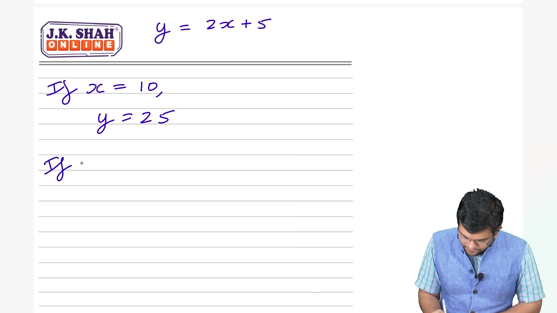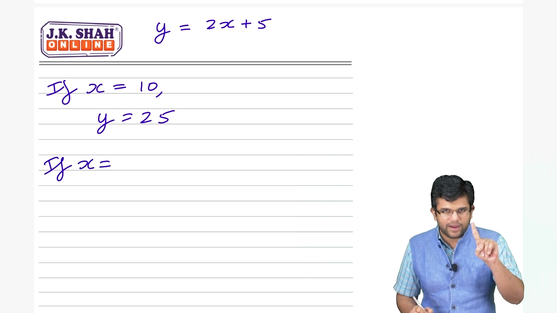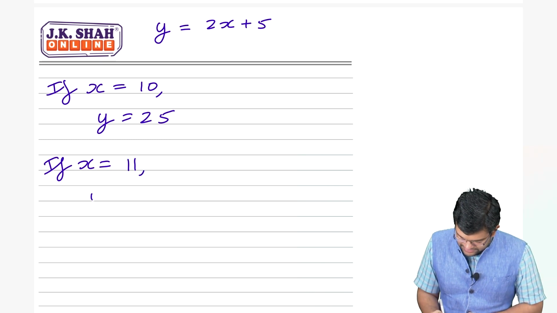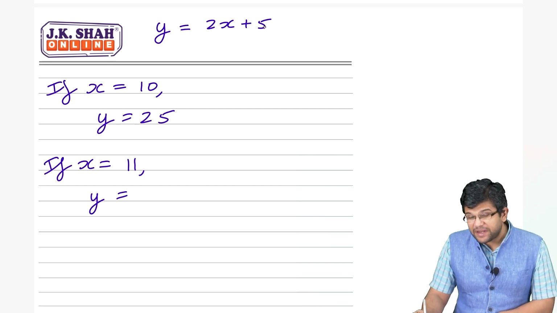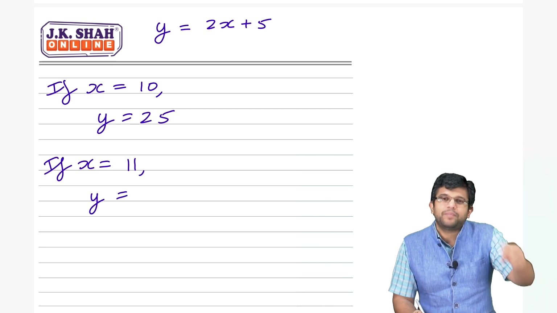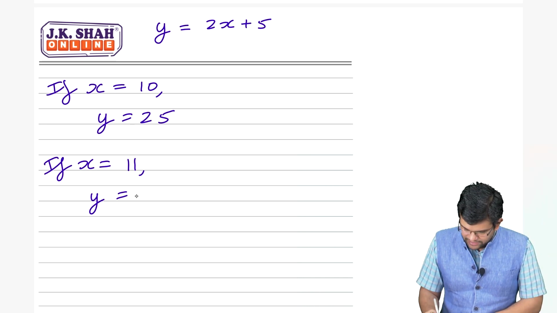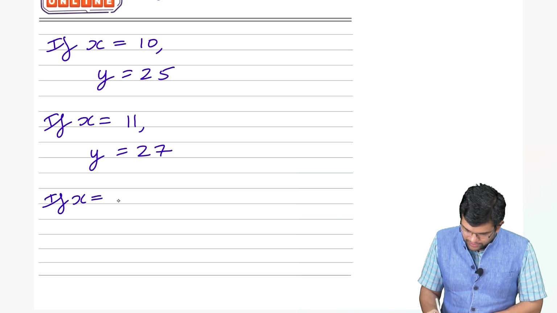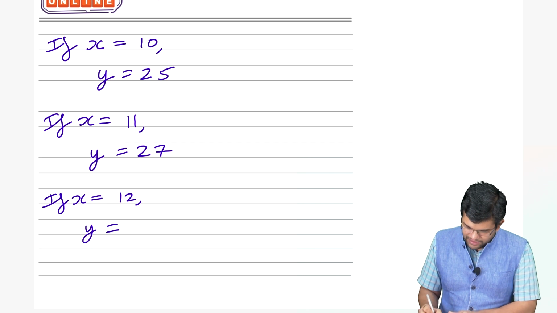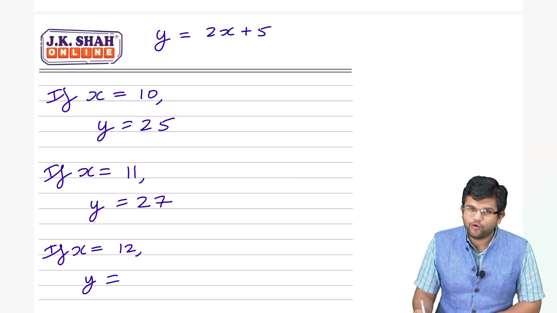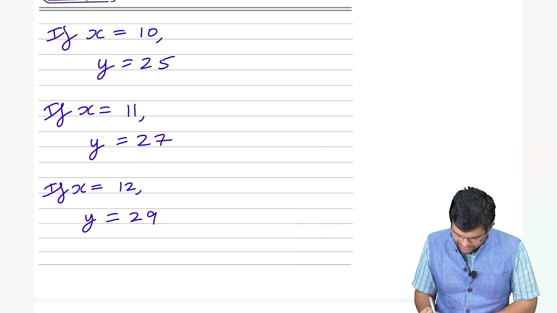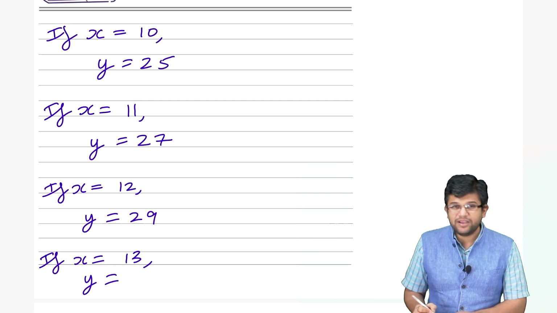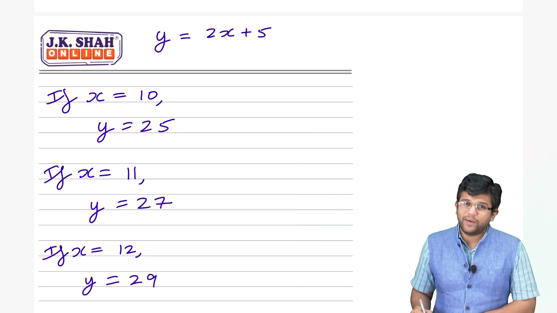Next, now I'm changing x by 1 unit, so I'll take x from 10 to 11. So if x is equal to 11, can I say y is equal to 2x plus 5, which is 2 into 11 plus 5, 22 plus 5, that will become 27. Everybody clear? Next, if x is equal to 12, y will be equal to 2 into 12, 24 plus 5, that is 29. I'll take one last. If x is equal to 13, can I say y is equal to 2 into 13, 26 plus 5, that is 31.